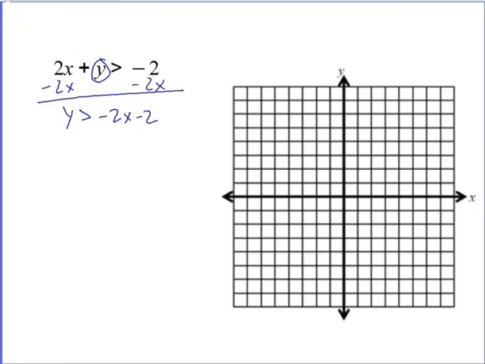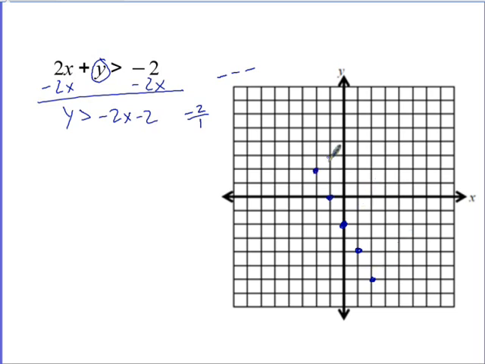If we look at our example, y is greater than negative 2x minus 2, so it's going to be a dashed line. When I go to draw my graph, I'm going to do my points just like with an equation, but I'm going to connect them with a dotted line instead of a solid line. My y-intercept is negative 2, so there's my first point. My slope is negative 2, remember that's negative 2 over 1, so I'm going to go down to the right 1, down to the right 1. Or I could go up to the left 1, up to the left 1.